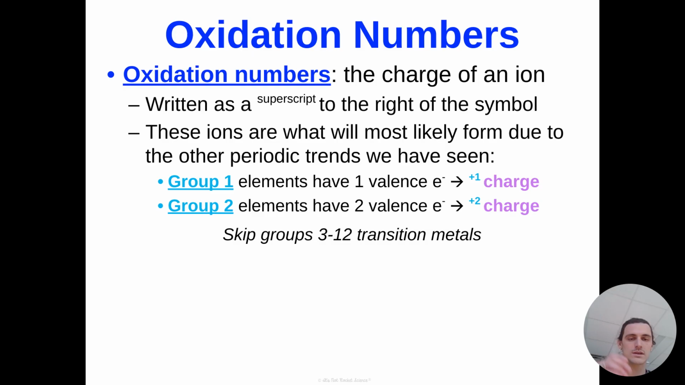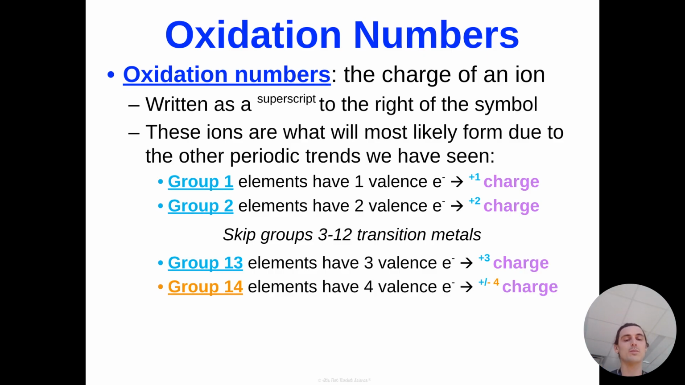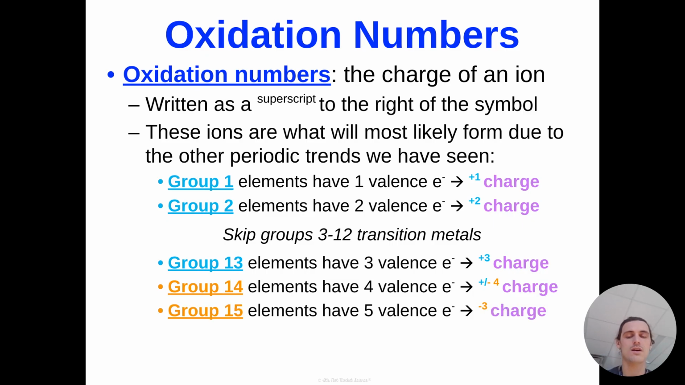We skip the ones in the middle, the transition metals, and we go to group 13, which has 3 valence electrons because 13 has a 3 at the end, so that's going to be a +3. This is the place where we switch over. Before, it was always, I'm going to get rid of my electron. Now it is kind of in the middle because it is 4. So it's like, well, I could either lose 4 or gain 4. So you'll see a plus or minus charge there.